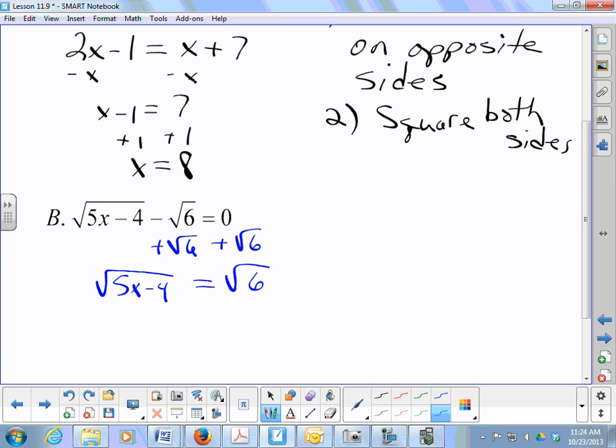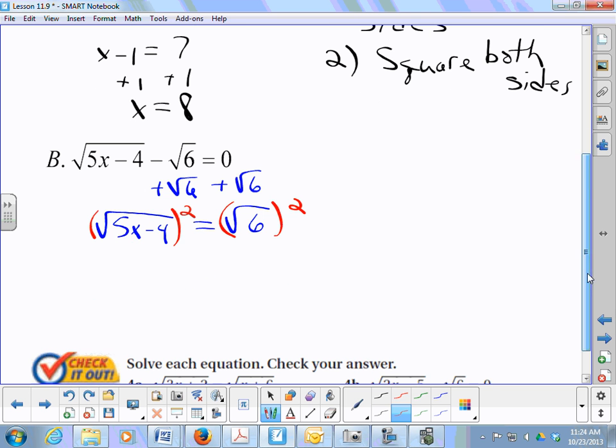Now that I have the radicals on opposite sides, I can square both sides. 5x minus 4 equals 6. Then we solve that equation. Add 4, 5x equals 10, so x equals 2.